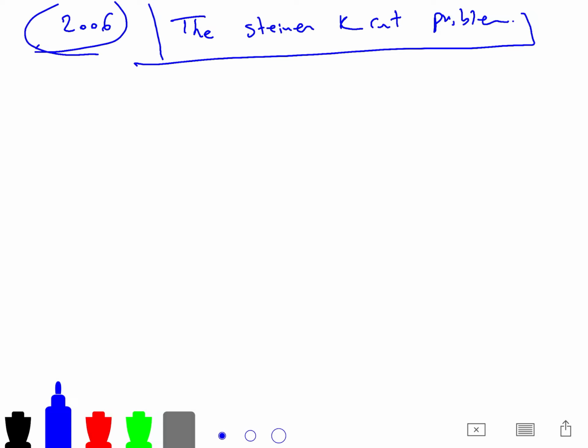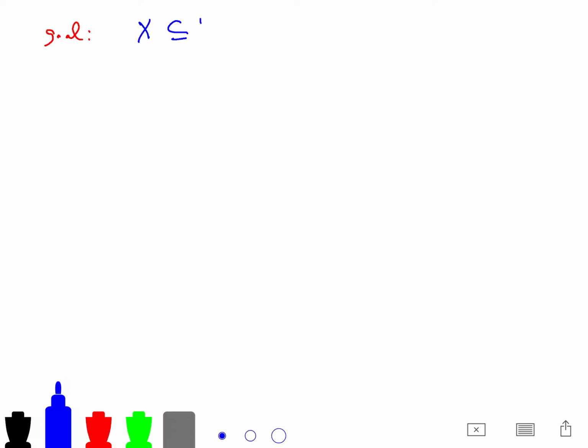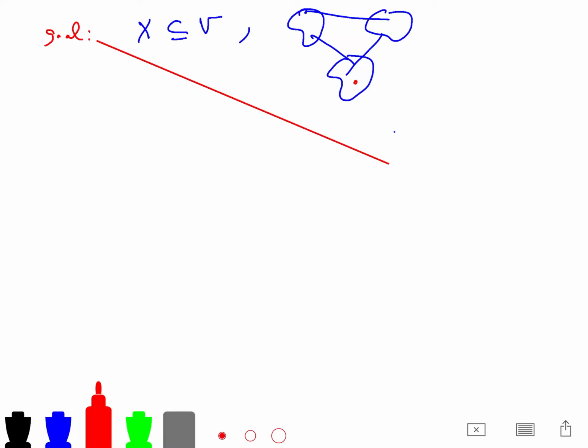And the goal of this paper is that you are given a set of terminals. We want to find the minimum weight set of edges whose removal results in k disconnected components, each of which contains at least one terminal. So, for example, at least one terminal in each of them.